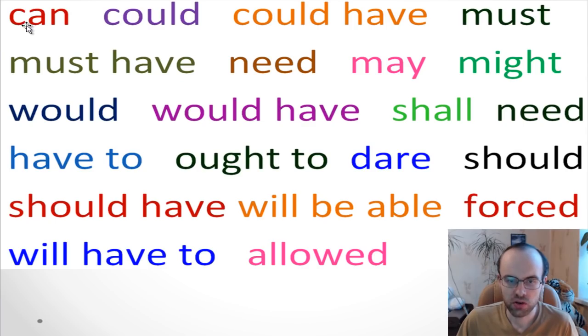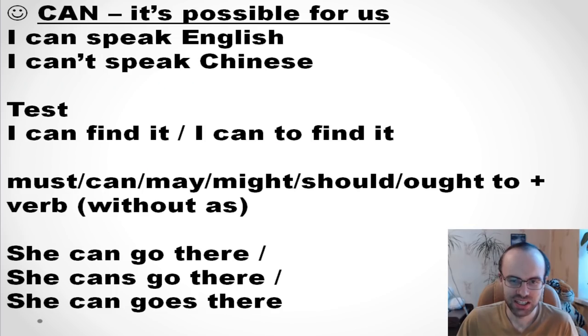Okay, so really, first, let's talk about can. It's very easy. Really, it's very easy. So can means that it's possible for us. For example, you can say, I can speak English, but I can't speak Chinese.